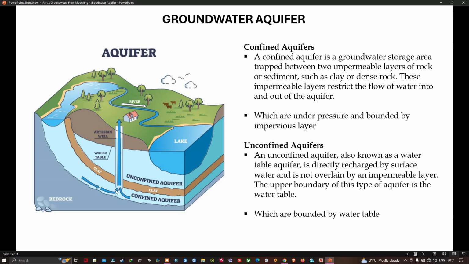While here we have this unconfined aquifer, why did we consider it as an unconfined aquifer? As we said earlier, an unconfined aquifer has no aquiclude above it, that is, no impermeable material above this aquifer. So it is just bounded by the water table. You can see this line here indicates the water table.